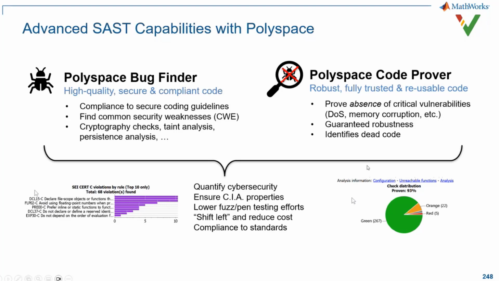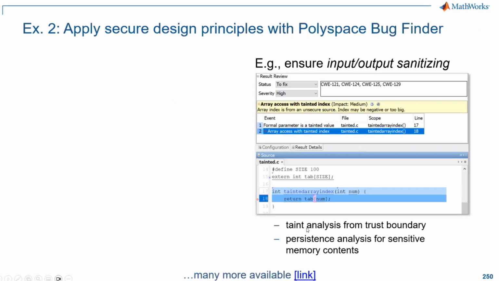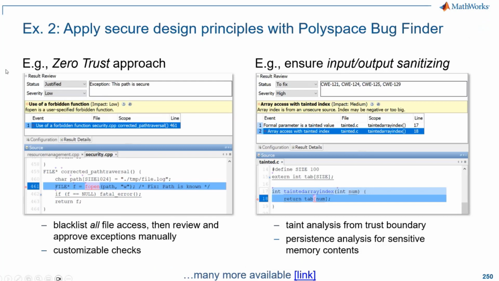And all that put together helps you to quantify cybersecurity and also reduce the fuzz and pen testing effort, with the shift-left analysis that reduces the cost and then helps you with compliance to the standard. Staying in detail also means, for example, as you can see here, some examples of execution.